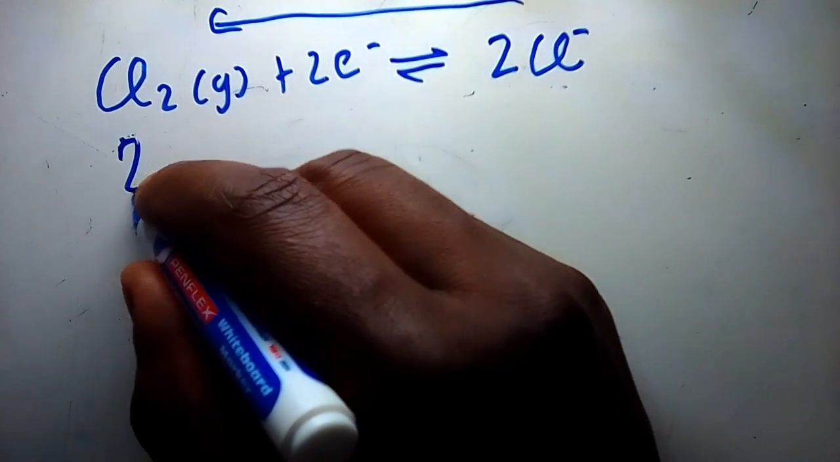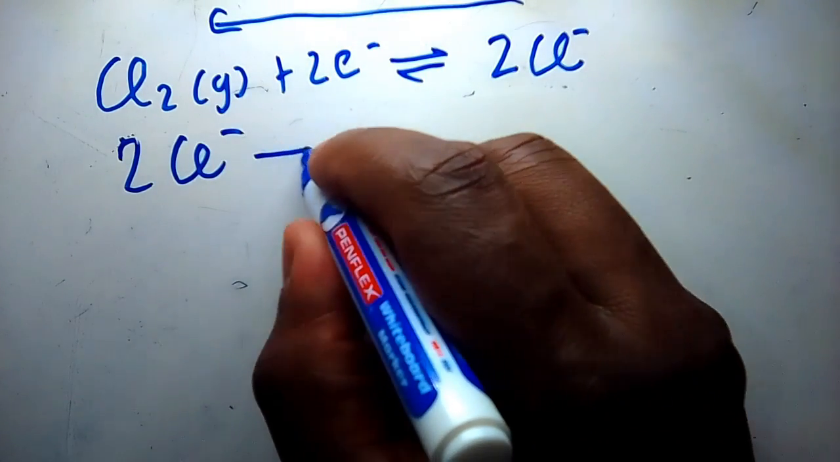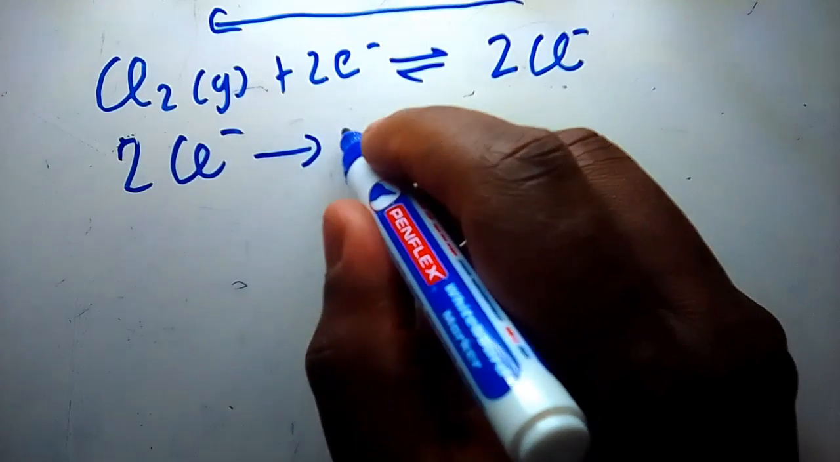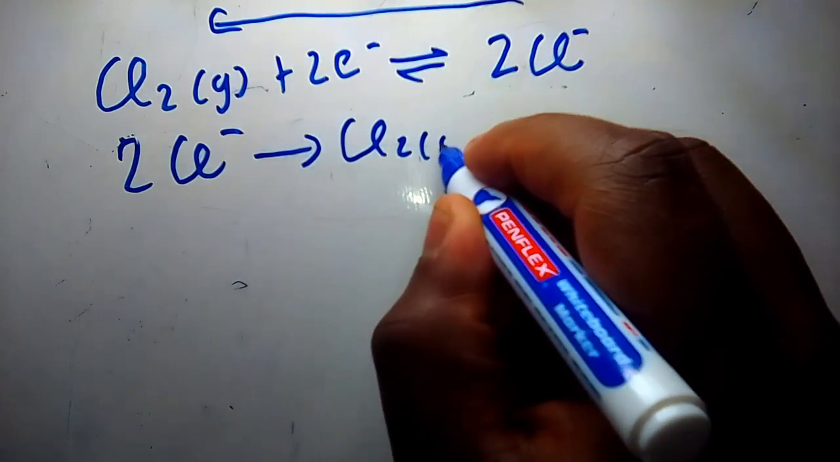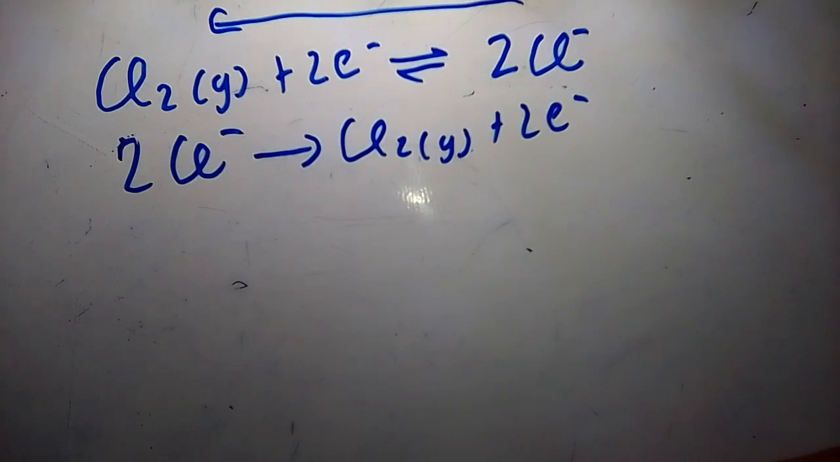So you're going to say 2Cl. Notice I'm starting with this side. It's going to produce, so now you write only one arrow, instead of two arrows. So it will produce Cl2 gas plus 2e-. So that's how it is.